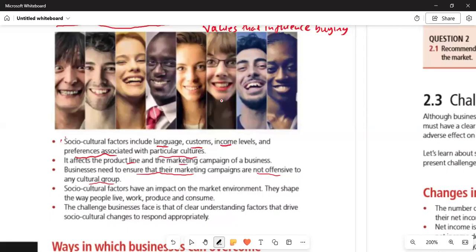Socio-cultural factors have an impact on the market environment. They shape the way people live, work, produce, and consume. The challenge of business is to clearly understand the factors that drive a social culture in order to respond appropriately. So that is that.